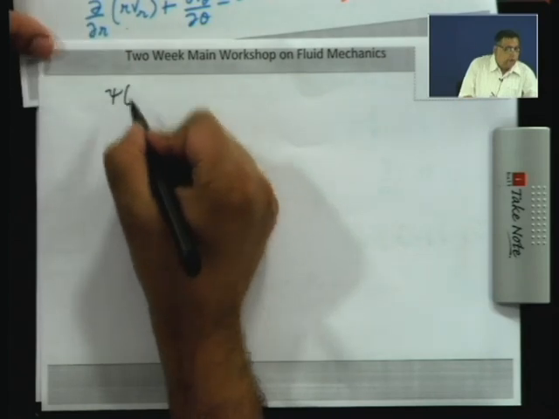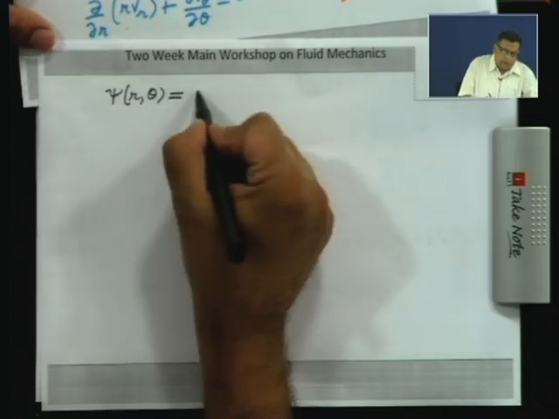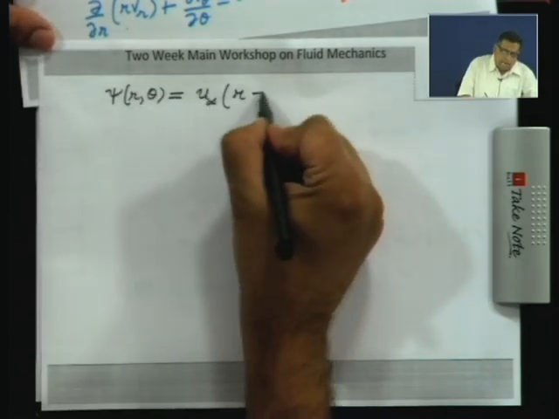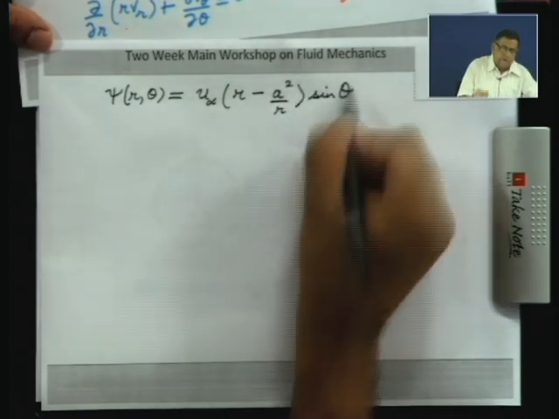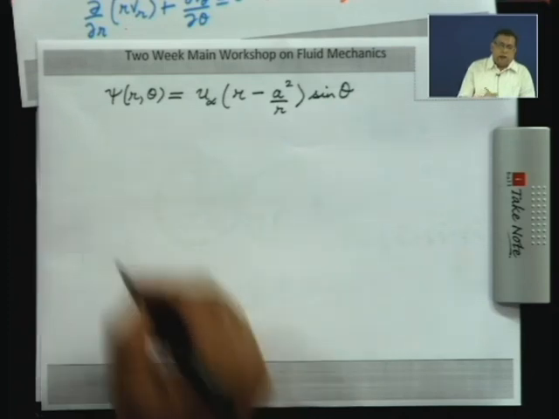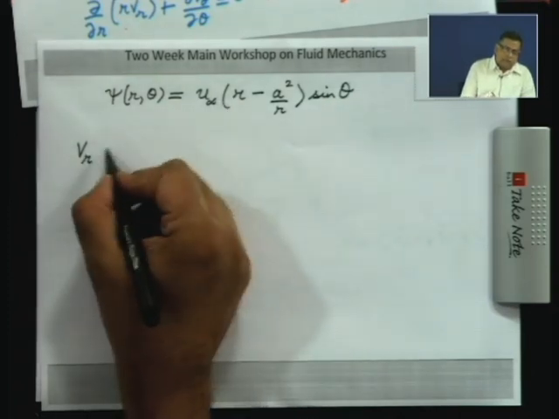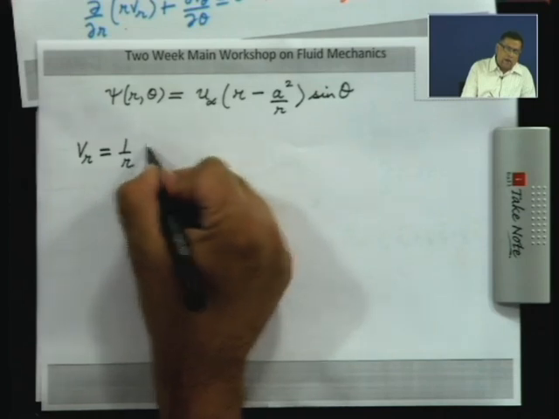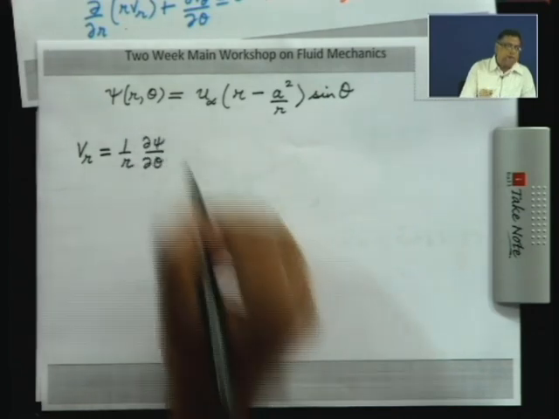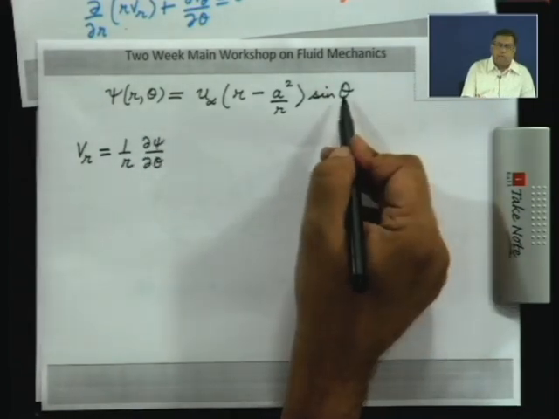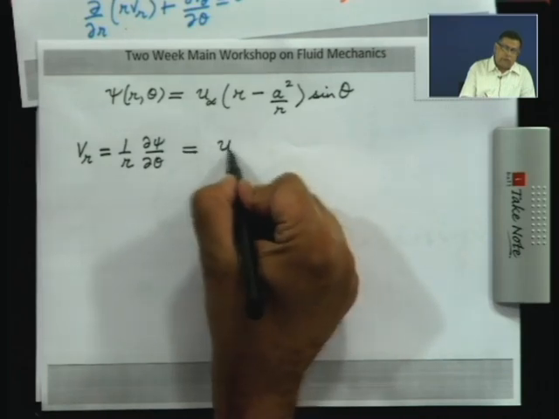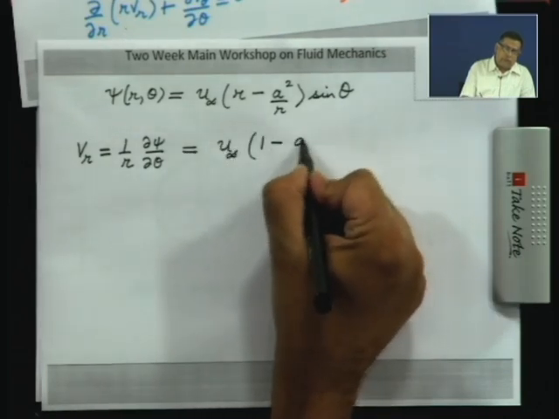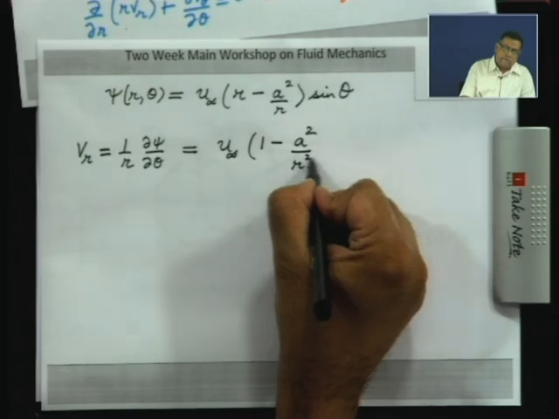Psi of r theta we have found is u infinity into r minus a square by r sin theta. Now, let us find the velocities. V r from this expression, V r is 1 upon r del psi del theta. So, when you differentiate partially with respect to theta, this sin theta will become cos theta, and if you divide by r, this becomes 1 minus a square by r square.